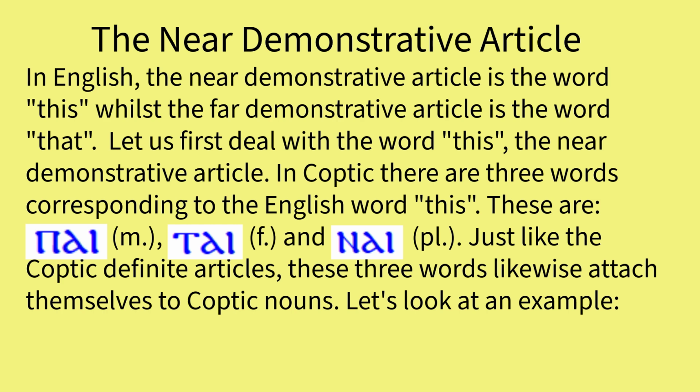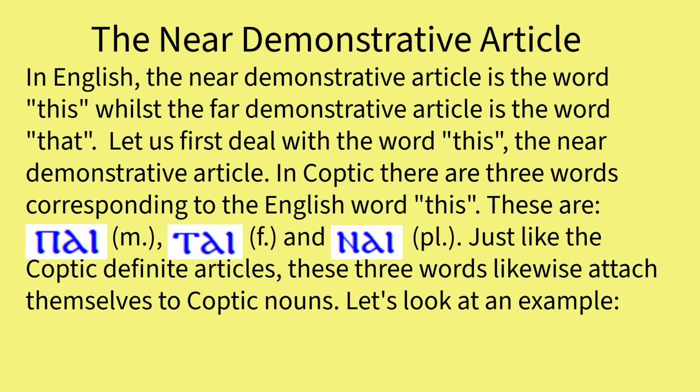In Coptic there are three words corresponding to the English word this. These are by, which is masculine, meaning this. We then have die, which is the feminine equivalent, and it means this also. And then we have nai, which is the plural, and of course that doesn't get translated as this in English, it gets translated as these. This and these, that and those. So nai is translated into English as these.